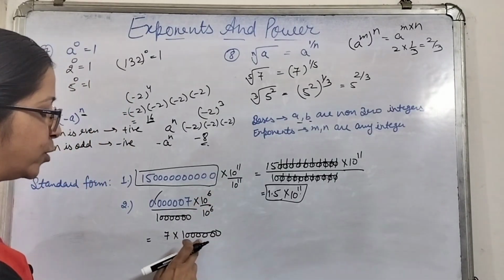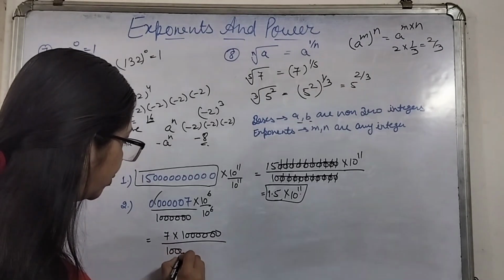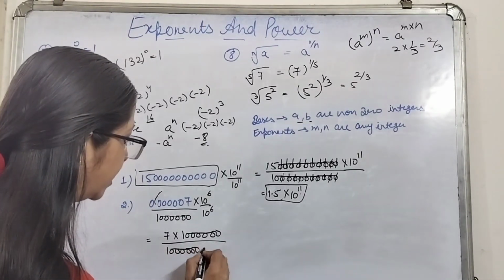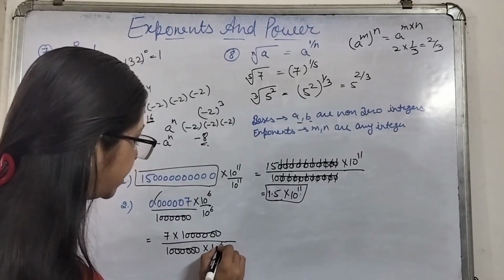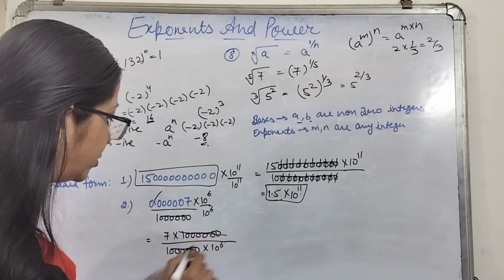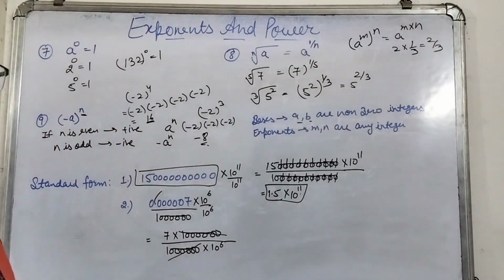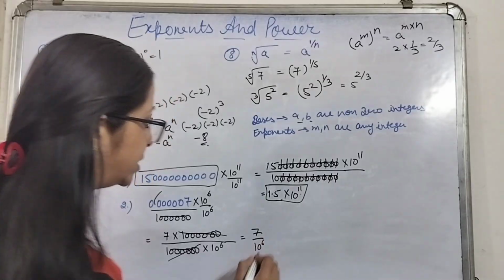10 raised to the power 6 was there, so I have written it like this, divided by 1, 2, 3, 4, 5, 6 into, it is again 10 raised to the power 6, so I am writing it as 10 raised to the power 6 only. So here, after 1 there are 6 zeros, after 1 there are 6 zeros, both are going to cancel. So this is your 7 upon 10 raised to the power 6.